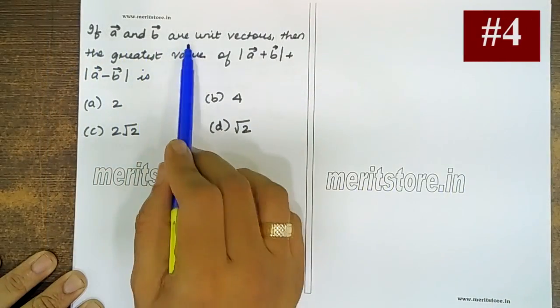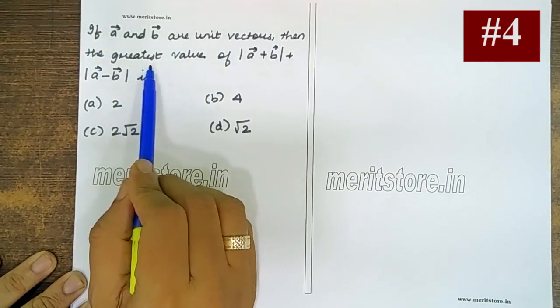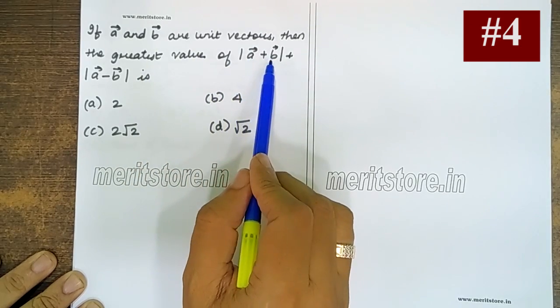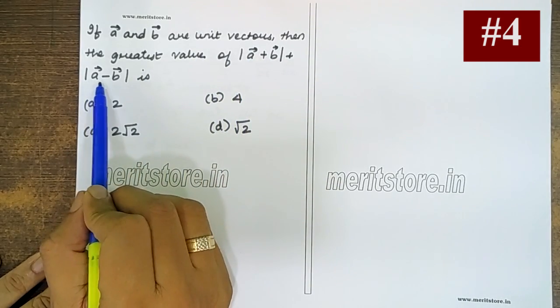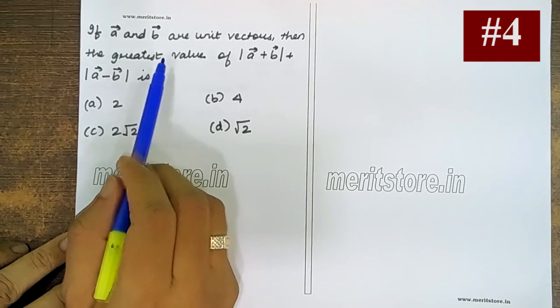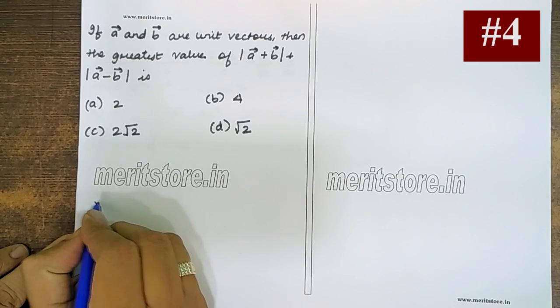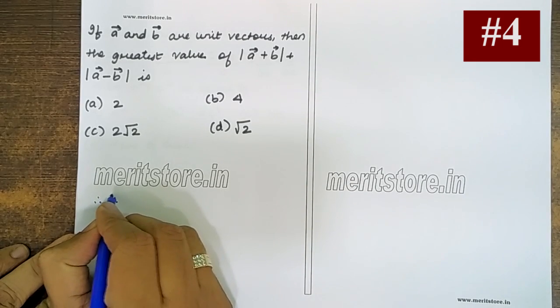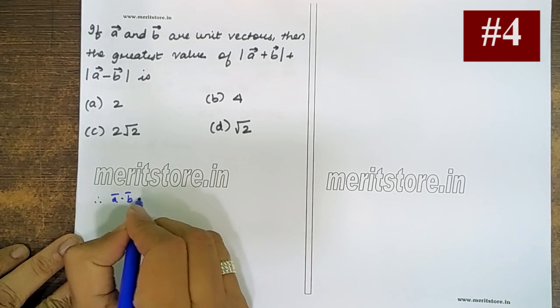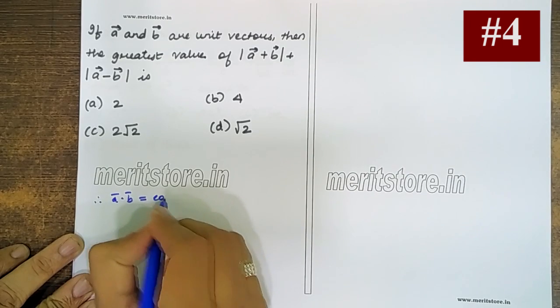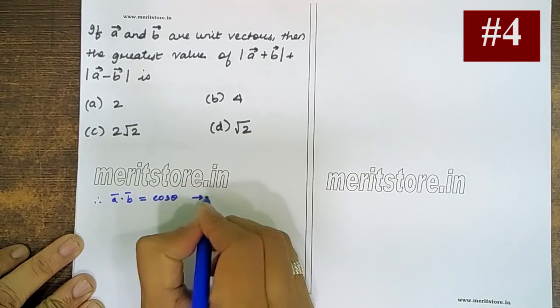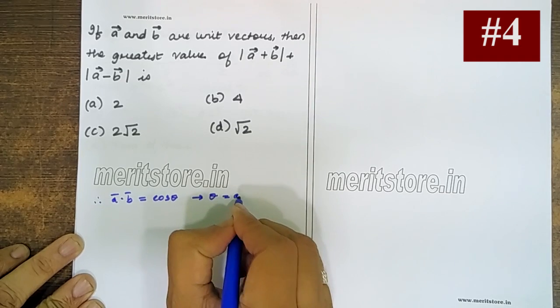If A bar and B bar are unit vectors, then the greatest value of magnitude of A bar plus B bar plus magnitude of A bar minus B bar is. Now first of all we'll start with this condition, A bar and B bar are unit vectors. So therefore A bar dot B bar will become cos theta, where theta is angle between A and B.